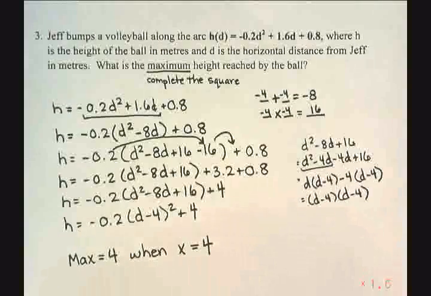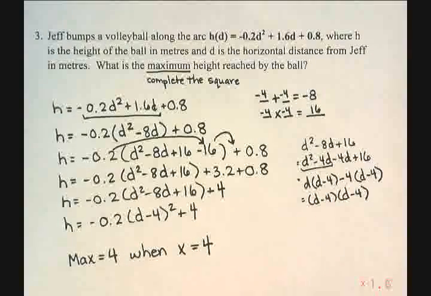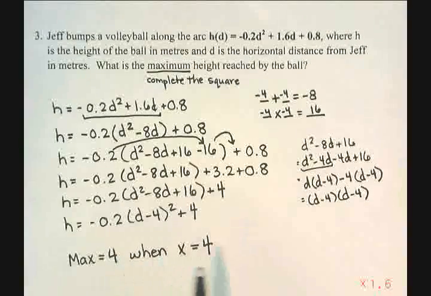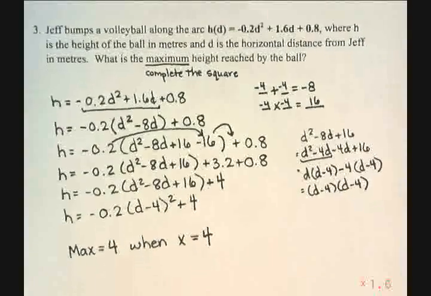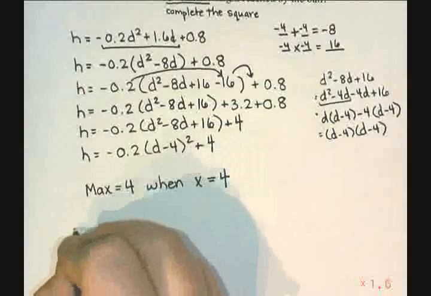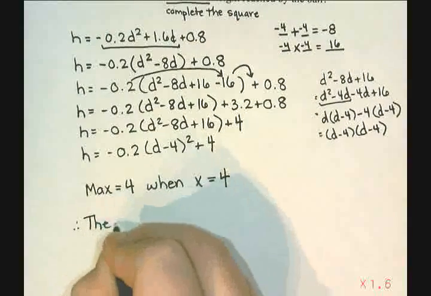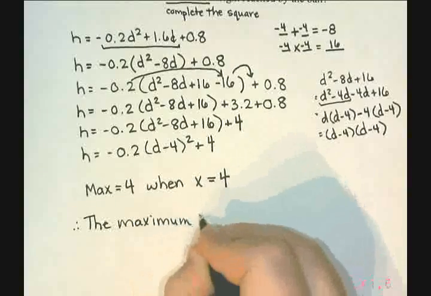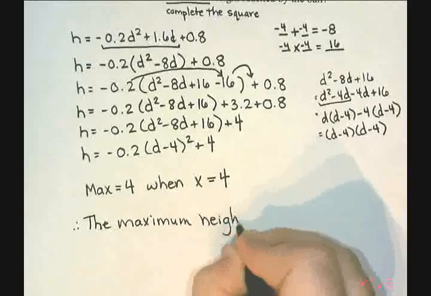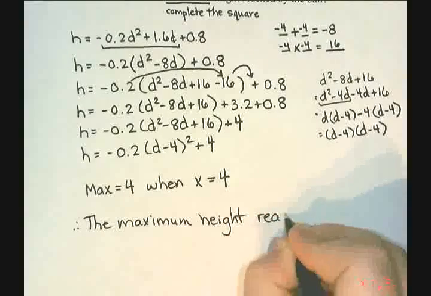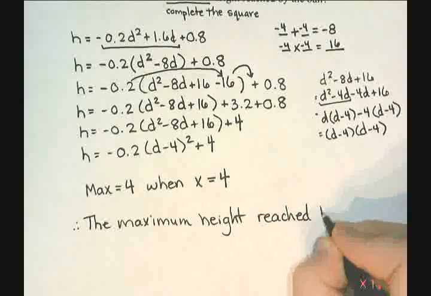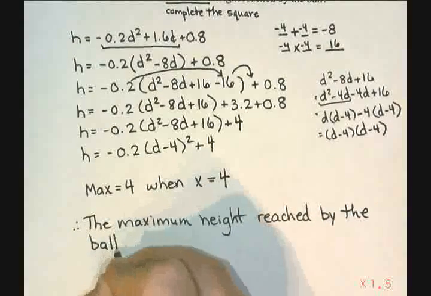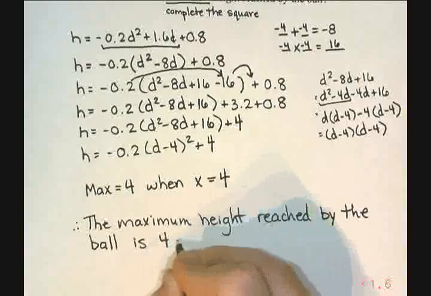So what does that mean in the context of the question? That means that the ball that Jeff hits will hit a maximum height of 4 meters when it is 4 meters away from Jeff. So the maximum height reached by the ball is 4 meters.